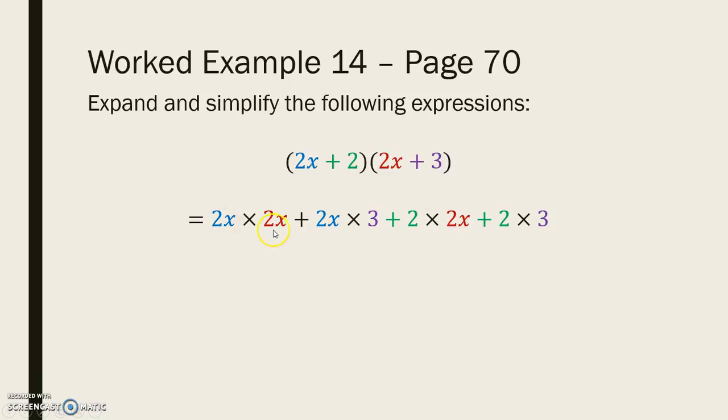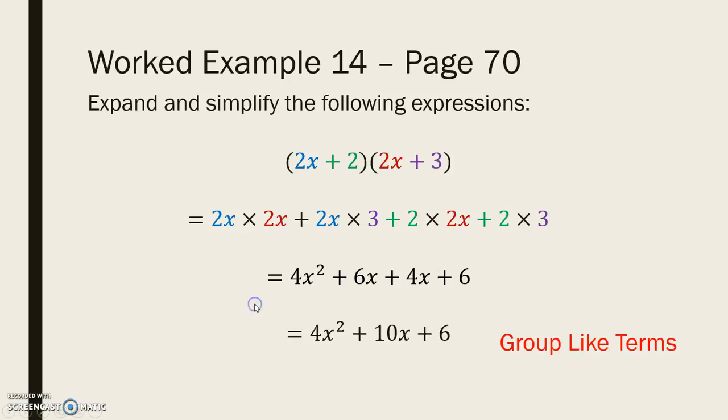Simplify, 2 times 2 is 4, x squared. 2x times 3, so 3 times 2 is 6, x. 2 times 2 is 4, x. 2 times 3 is 6. Group the like terms in the middle there, and we get 4x squared plus 10x plus 6.